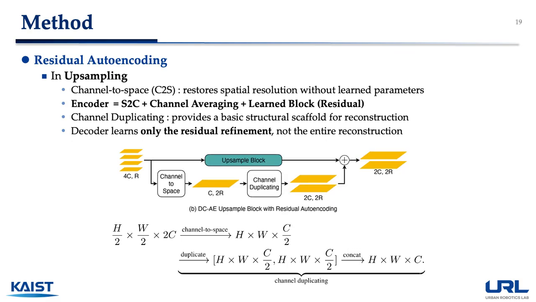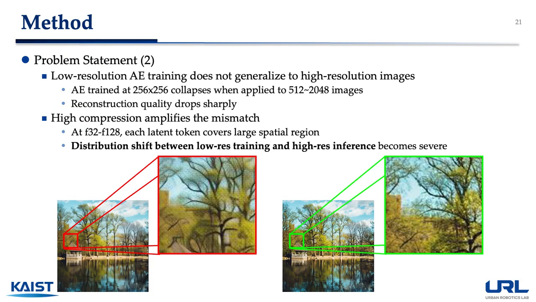This separation, shortcut plus residual, stabilizes optimization and allows the autoencoder to operate reliably at high spatial compression ratios. In other words, we removed the hardest part of the compression problem and let the learned block correct only what is necessary. Although we solved issues in the first phase and achieved stable low-resolution training, there are still remaining problems when moving to high-resolution images.